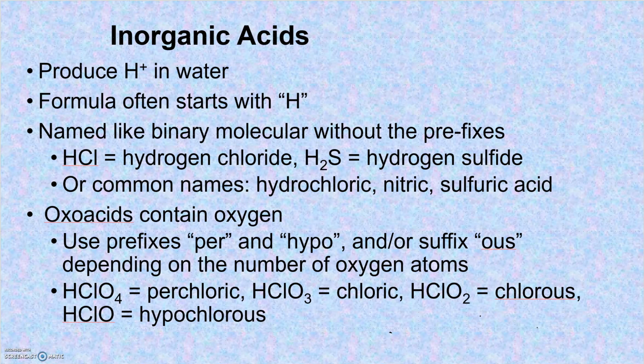There are common names for inorganic acids that you will probably get very familiar with as we go through the semester: hydrochloric acid, nitric acid, sulfuric acid, and so on. Oxoacids also contain oxygen, and they use prefixes like per, hypo, and some suffixes like ous, ic. All of these depend on the number of oxygen atoms, and we have some examples below.